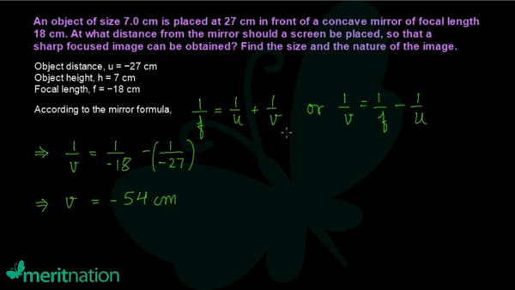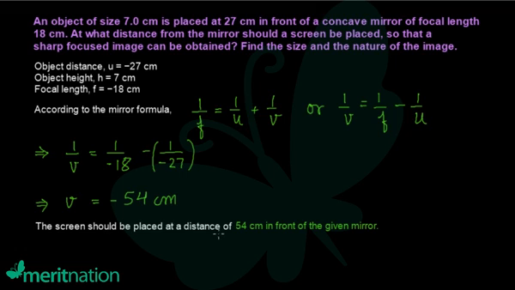From this formula, if I put the values, the value of v, that is image distance, comes out to be -54 centimeters. So the screen should be placed at a distance of 54 centimeters in front of the given mirror. This minus sign tells me that if this is my mirror and the object is placed somewhere over here, the image is also formed on the same side. It could be upwards, it could be downwards, we don't know right now, but we know that it is in front of the mirror.